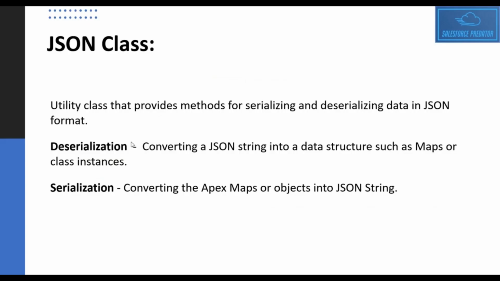Now, if you are working with integration, you will often come across the terms deserialization and serialization. So what exactly do these mean? Deserialization is nothing but converting a JSON string into a data structure such as maps or class instances. Okay. Whereas serialization is the reverse of that. It means converting the Apex maps or objects into a JSON string. Okay. So where do we need this?